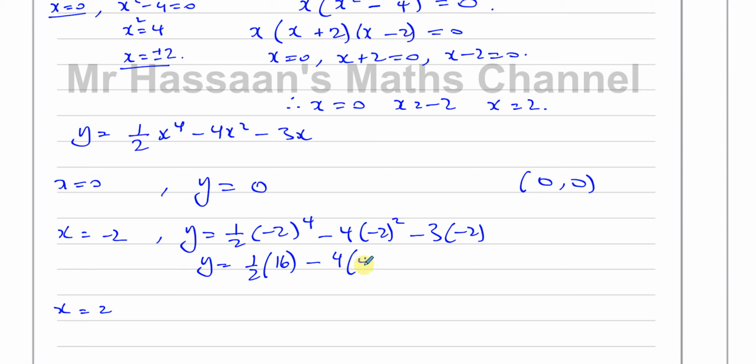That's going to give you 4, and minus 3 times minus 2 is positive 6. So you'll have y equals a half times 16 is 8, minus 16, plus 6. So that's going to give us 8 minus 16 is minus 8, plus 6 is negative 2. So that's going to be (-2, -2).